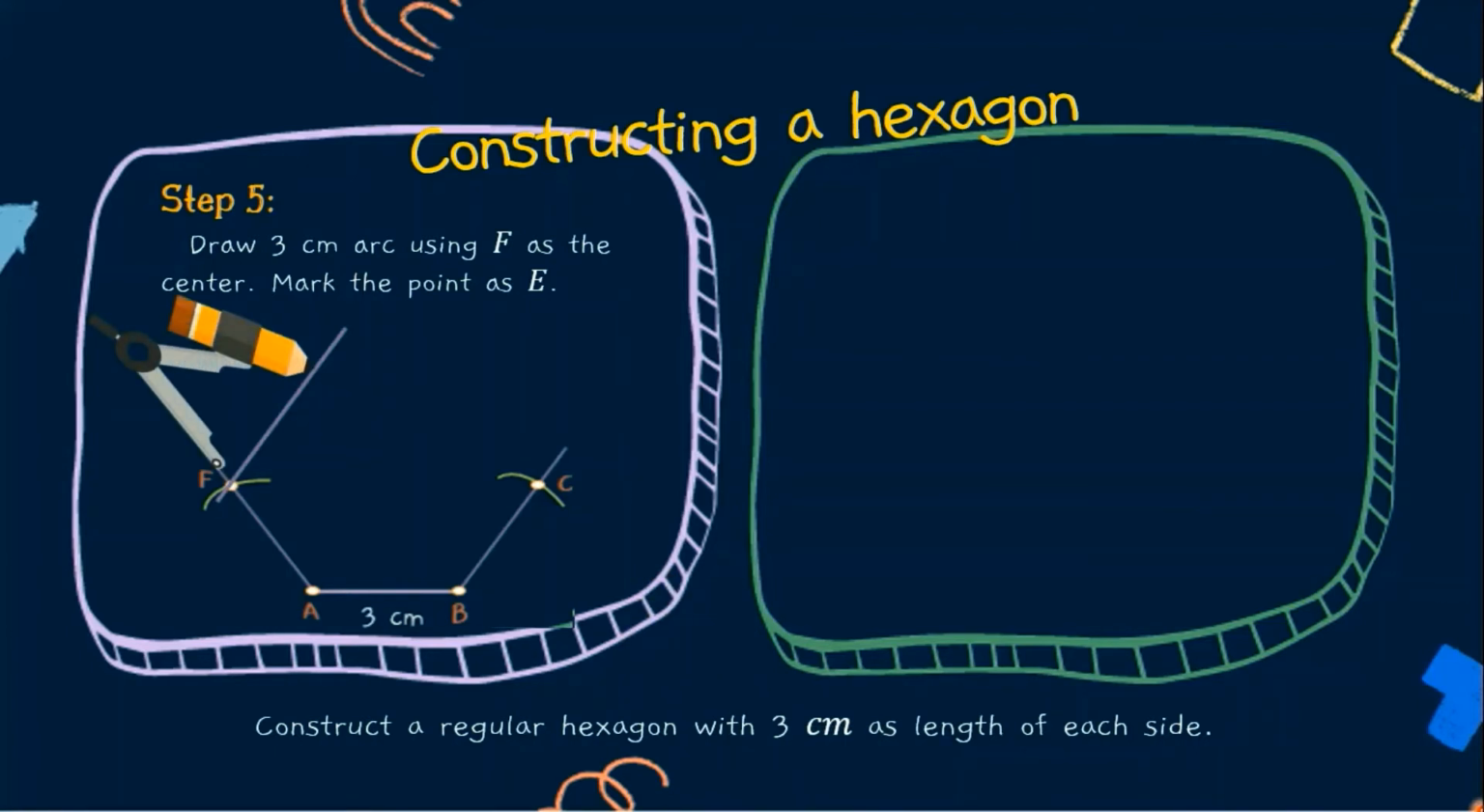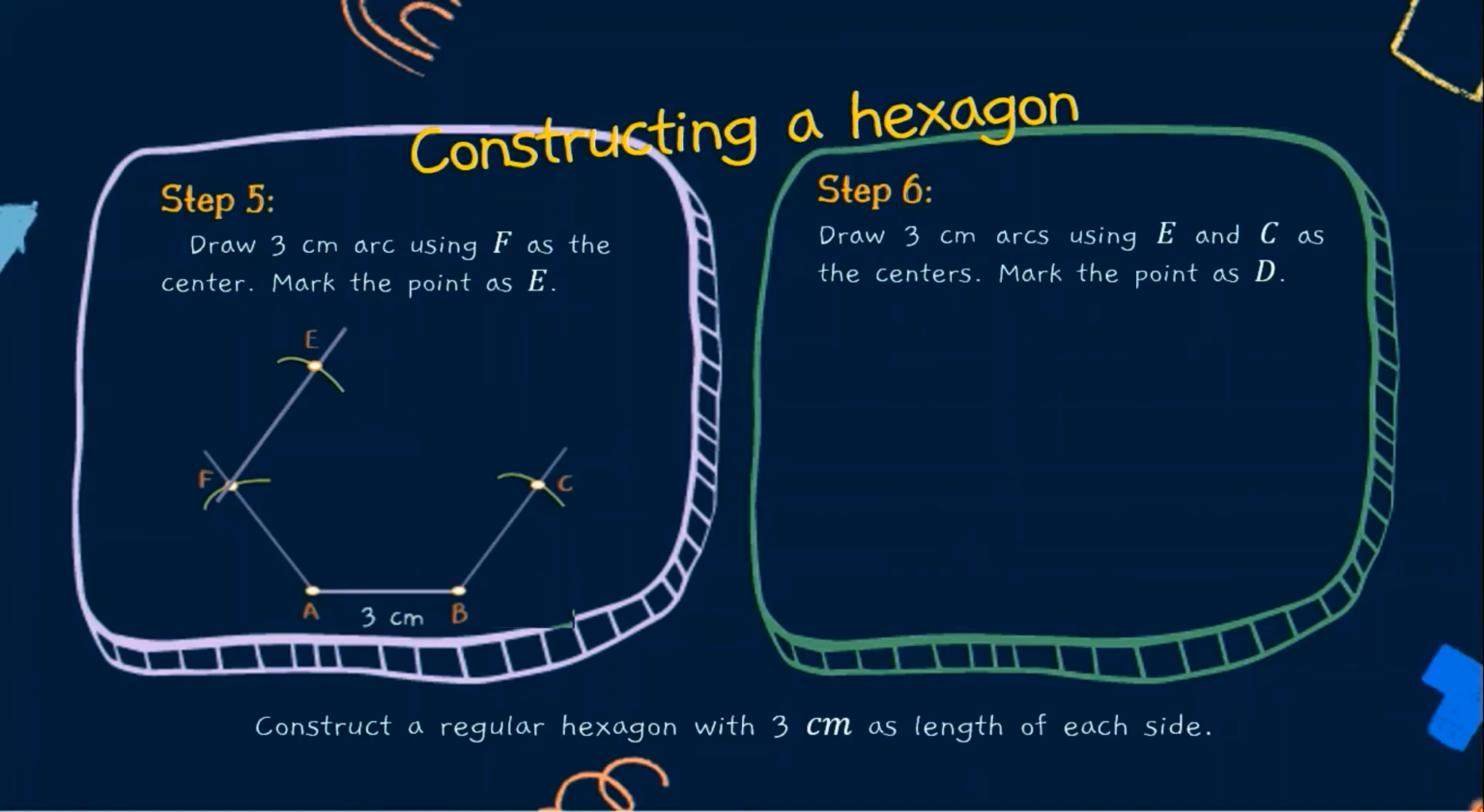Yung ating pointy tip ay ilagay natin dito sa point F. And then draw an arc. Yung point of intersection, label it as point E. For step 6, draw 3 cm arcs using E and C as the centers and then mark the point as D. Last construction natin from step 5.